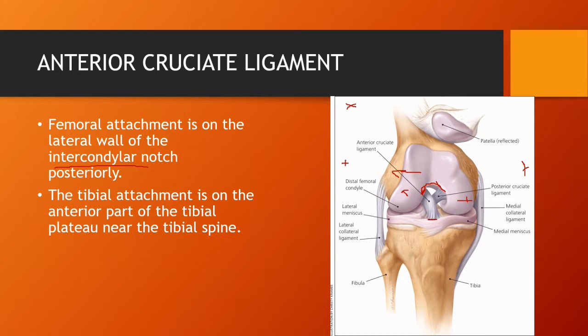anteromedially here, which is on the anterior part of the tibial plateau near the tibial spine. You can see the anterior tibial spine here, and the posterior tibial spine is tucked away back in here. So the anterior cruciate ligament begins laterally and progresses anteriorly to attach anteromedially on the anterior aspect of the tibial plateau.